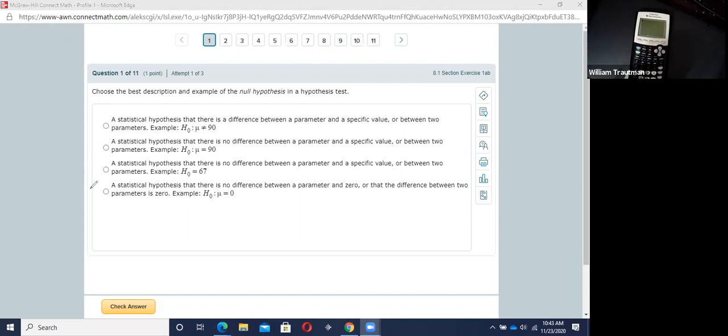Choose the best description and example of the null hypothesis. Well, I can tell you right now, the null hypothesis has to have an equal sign. So this can't be the answer. So it has to be one of these three. Read through this and go back and read the definition of that. So once again, I'm not going to do it all for you. I wanted to get to the math portion of this.